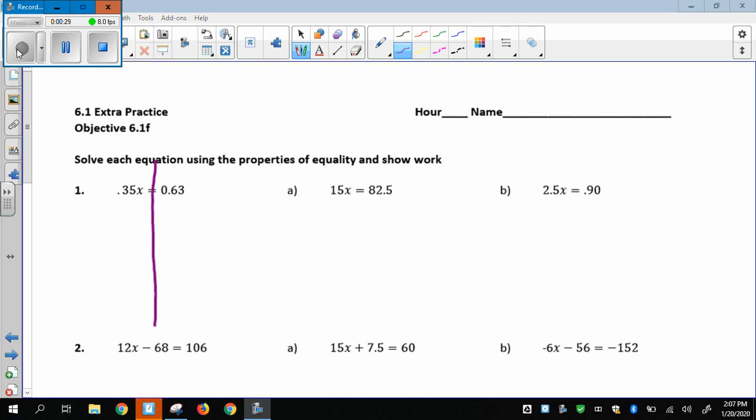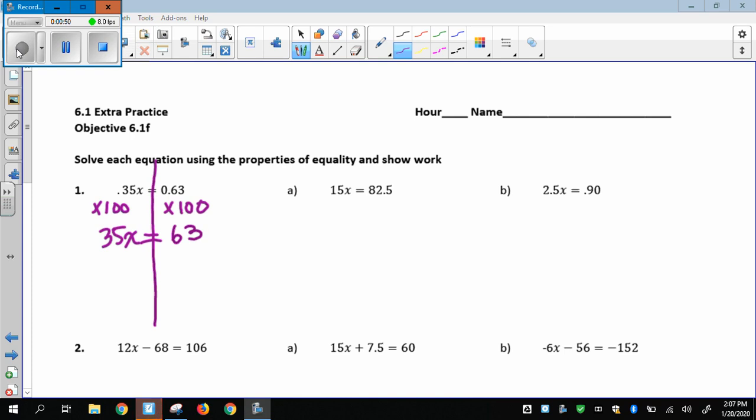Now, if you don't like decimals, there's an easy way to get rid of them. You can just multiply by some power of 10 that will move the decimal as many places as you need to. In this case, if I multiply both sides by 100, I'll get 35x equals 63.